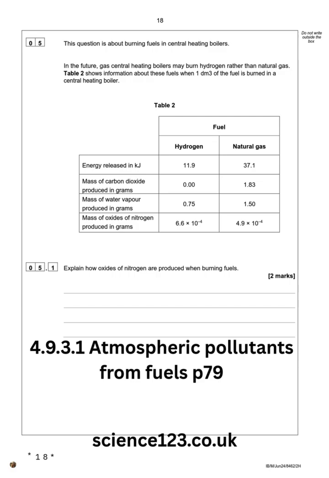So if you want to do some revision first, then you need to look up in the specification page 79 where they discuss atmospheric pollutants from fuels. Okay, so always a good idea to have a scan through the question to see what it's all going to be about. But for now, we're just concerned with how oxides of nitrogen are produced when burning fuels. That's for 2 marks.